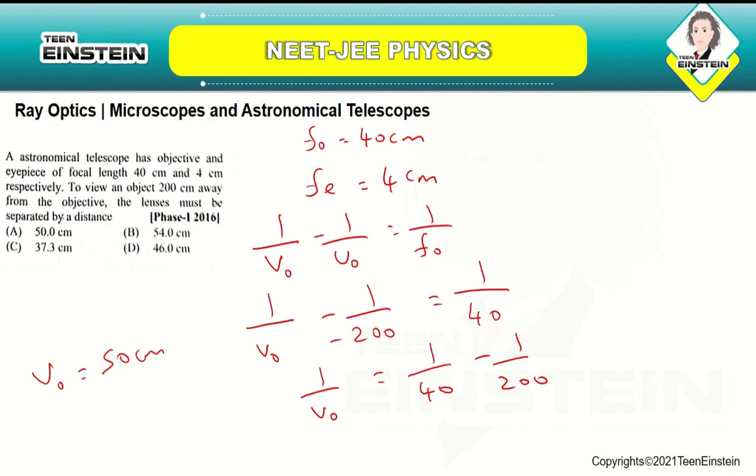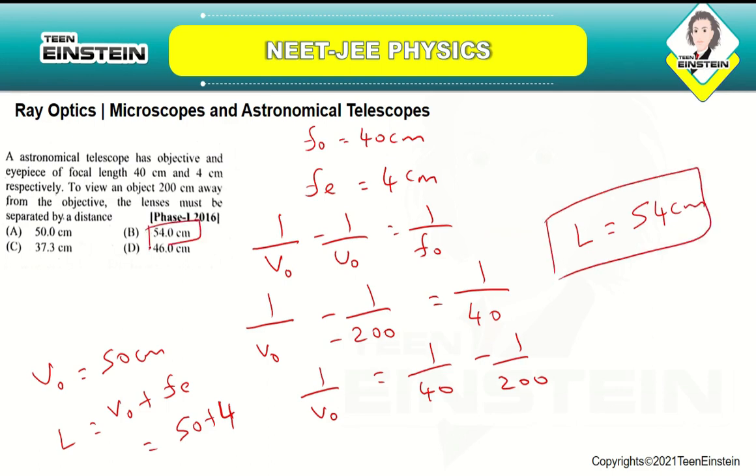So, for a normal adjustment, L is equal to V naught plus Fe, which is equal to 50 plus 4. Okay. So, the lenses have to be separated by a distance of 54 centimeters. So, the correct answer is option number B. We are making use of the lens formula to find out the V naught value, and for a normal adjustment, you have to add V naught with the Fe value and you will get the value as 54 centimeters. So, the correct answer is option number B.